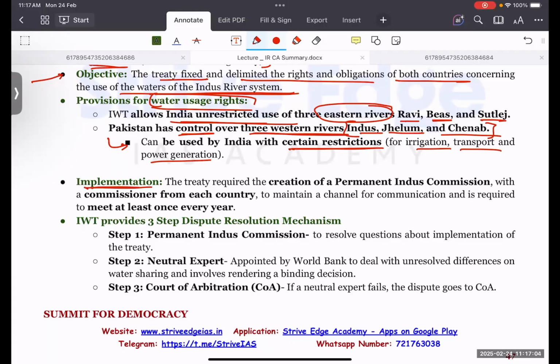This treaty requires the creation of the Permanent Indus Commission. In the Permanent Indus Commission, there will be one commissioner from each country, and they are given the obligation to maintain a channel of communication, because if there is any dispute, the two negotiating parties have to be on the table.